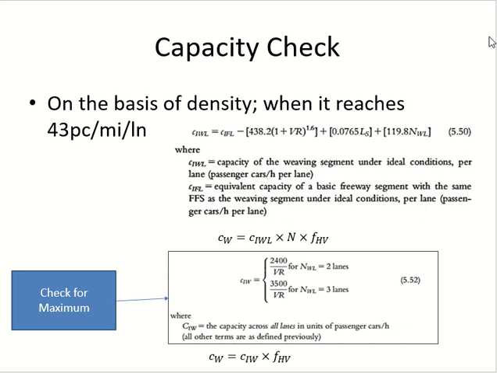Whatever value you have for the capacity, in the end that value should be more than the total demand flow you have. If it is less, that means what? Level of service is F. Okay, clear?